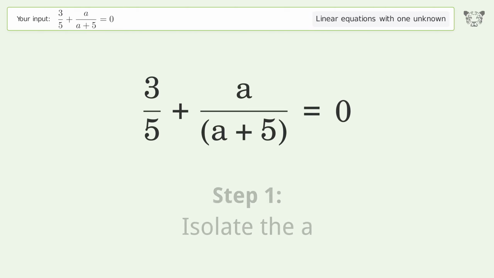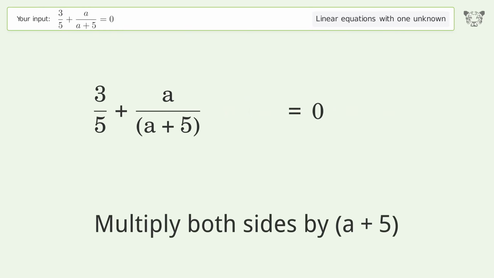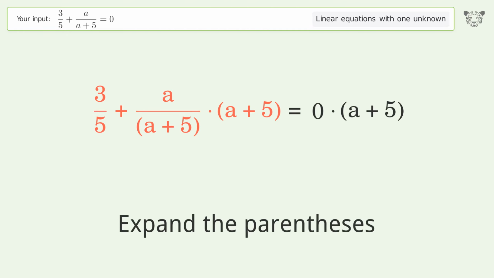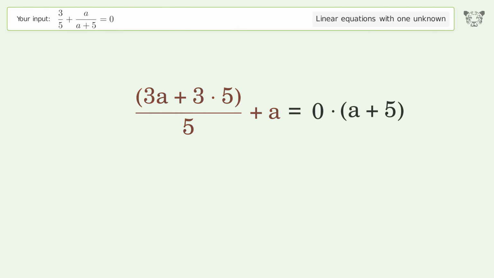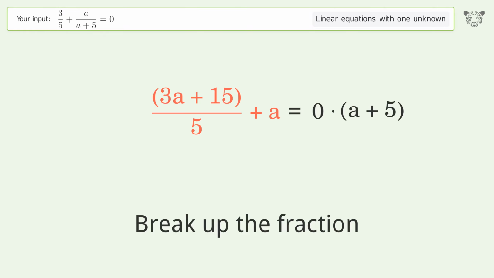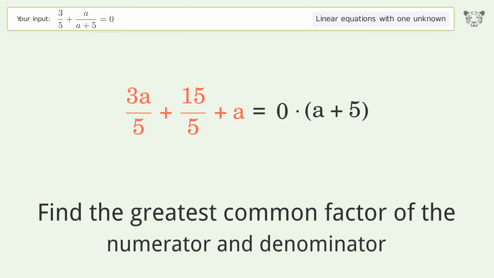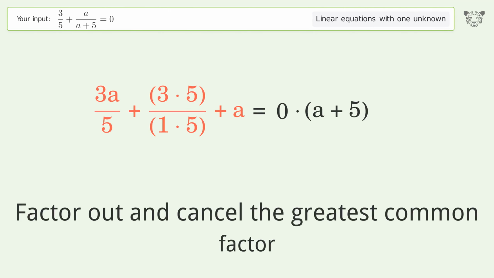Isolate the a. Multiply both sides by a plus 5. Expand the parentheses. Simplify the arithmetic. Break up the fraction. Find the greatest common factor of the numerator and denominator. Factor out and cancel the greatest common factor.